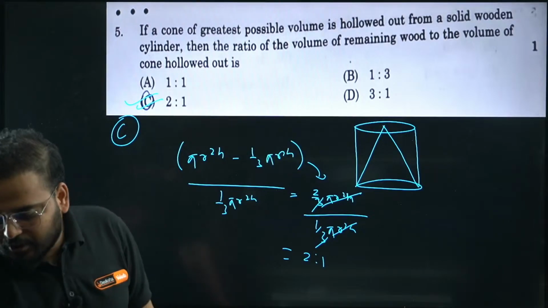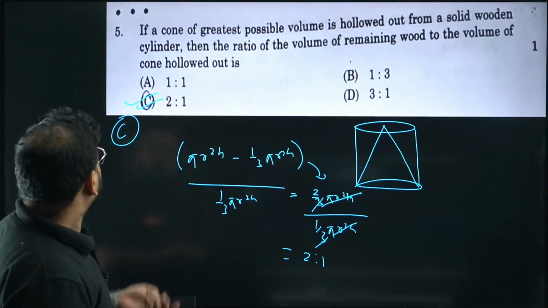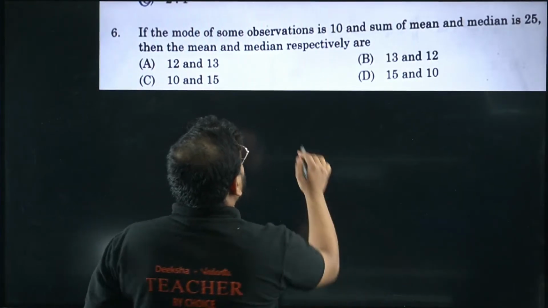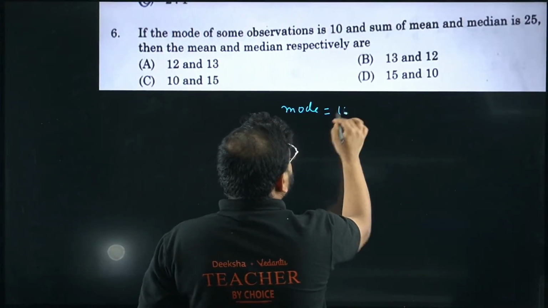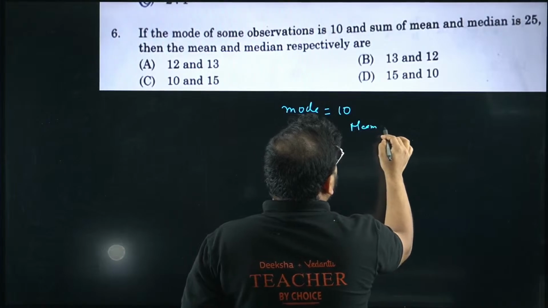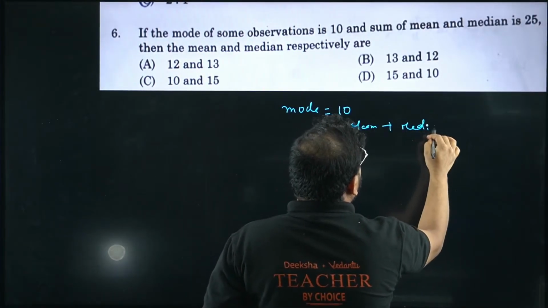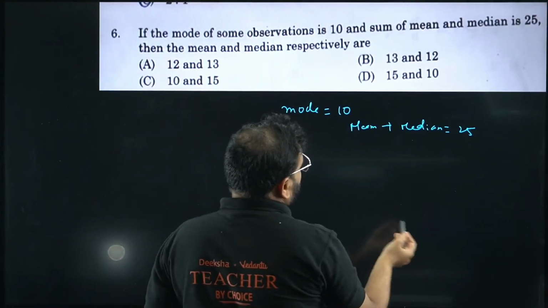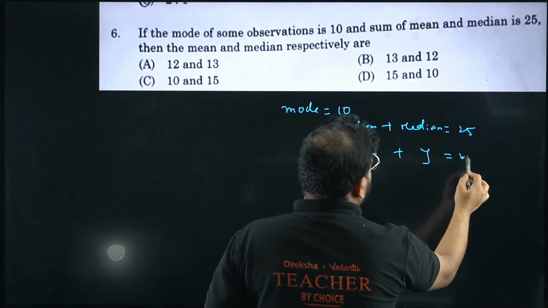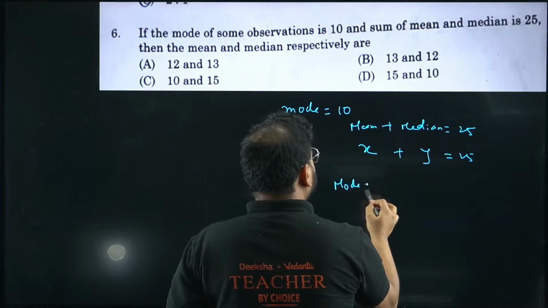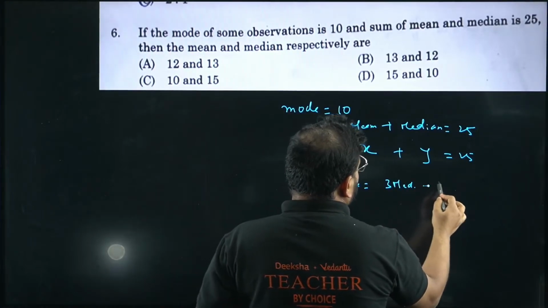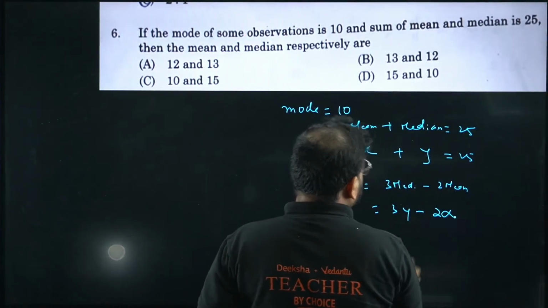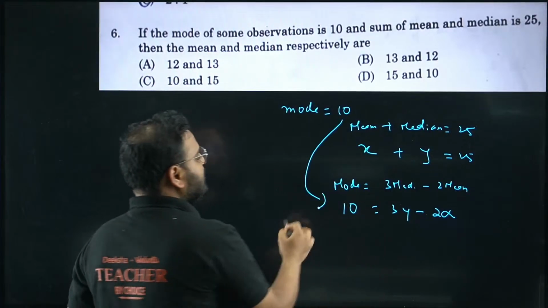Great, sir. Moving on now to question number 6. If the mode of some observation is 10, and the sum of mean and median is given, so your mode value is given as 10, and they have also given here mean plus median is 25. You can take these as x and y also, not a problem. Take x plus y as 25. We know one of the formulas: mode equals 3 median minus 2 mean. So 3y minus 2x equals 10 from here.